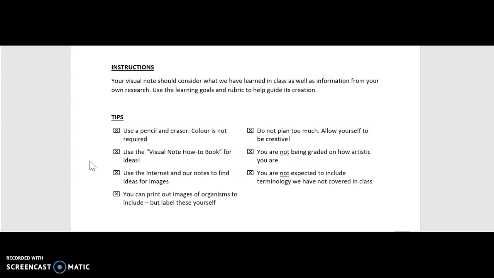So if you are doing this on paper, my suggestion is to use a pencil and eraser. You don't need to color it just because it'll take a long time to color. You're welcome to, of course, if you feel the color will help communicate what you're trying to communicate. I did put that there is a visual note how-to book, so you can use that for ideas. Use the internet and our notes to find ideas for images that you can be using, and then you can also print out images to put them on, but you should be labeling them on your own. So you should have the labels on there to show that you understand them.